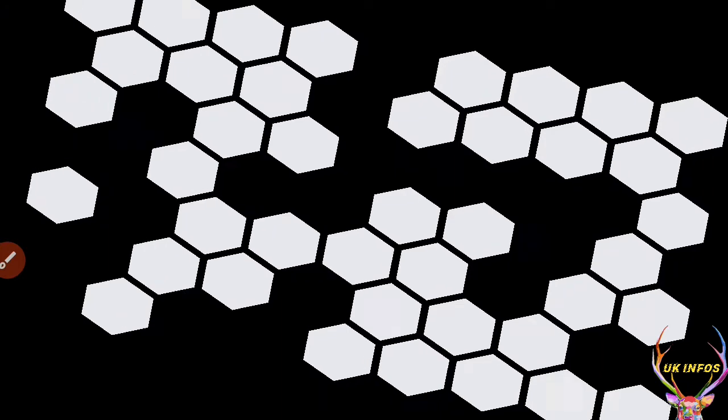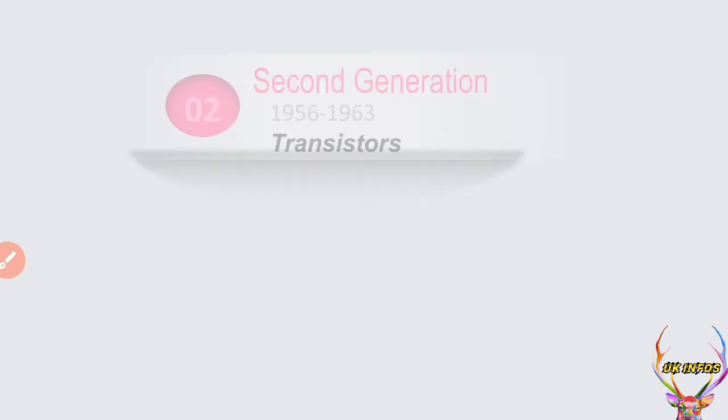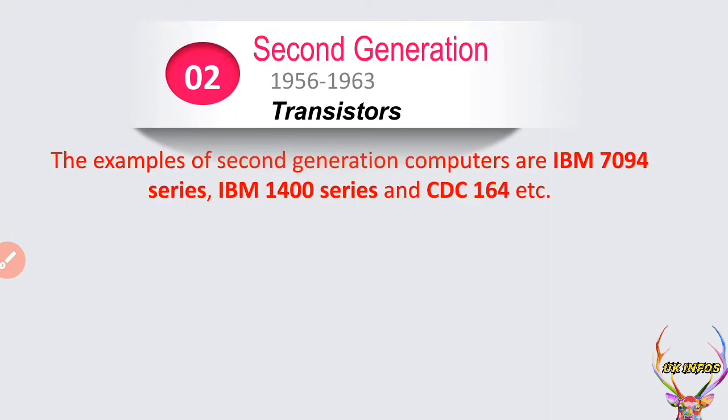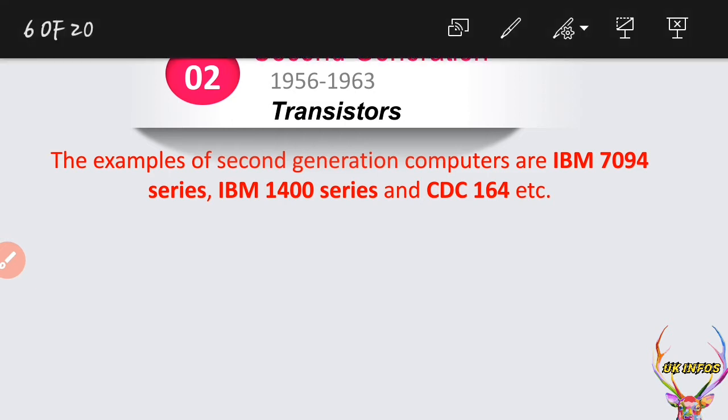Now we can see the second generation. The second generation started in 1956. From 1956 to 1963 they used transistors instead of vacuum tubes. In the first generation they used vacuum tubes, but in the second generation they introduced transistors. Examples of second generation computers are the IBM 7094 series, the IBM 1400 series and the CDC 164.